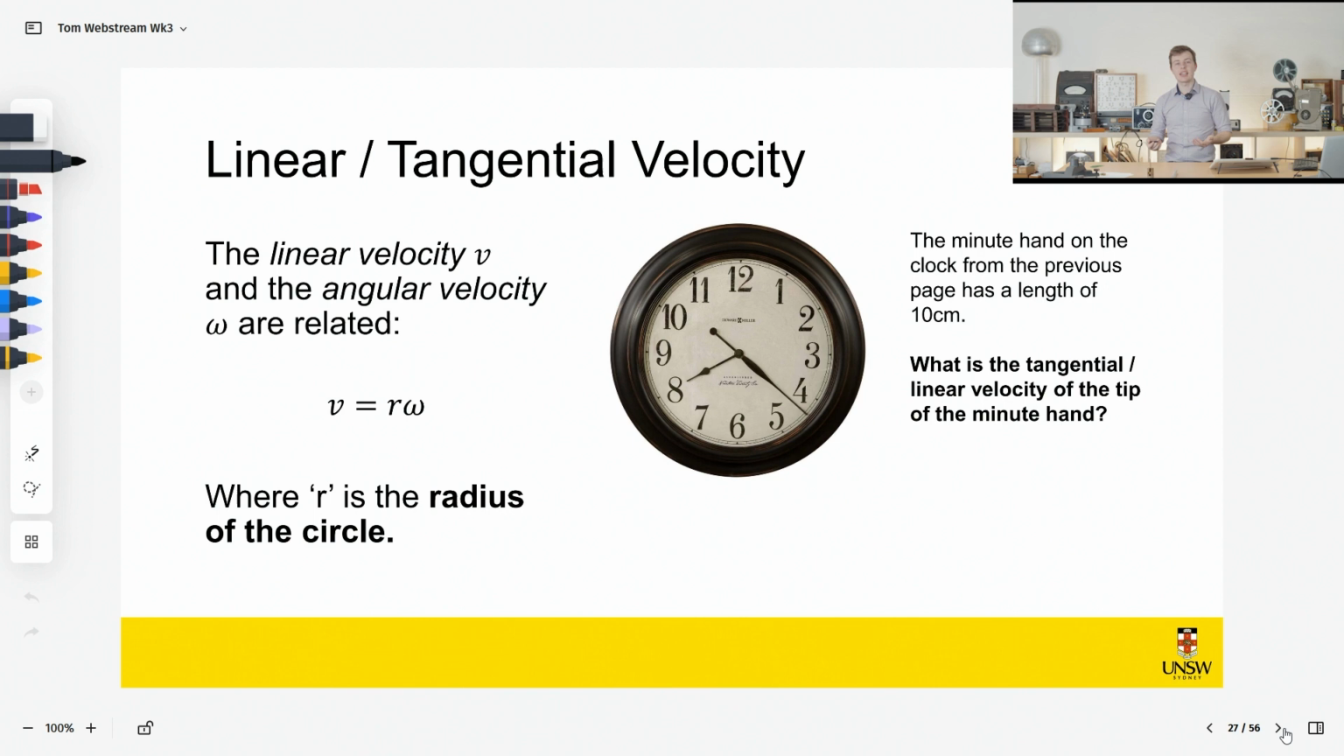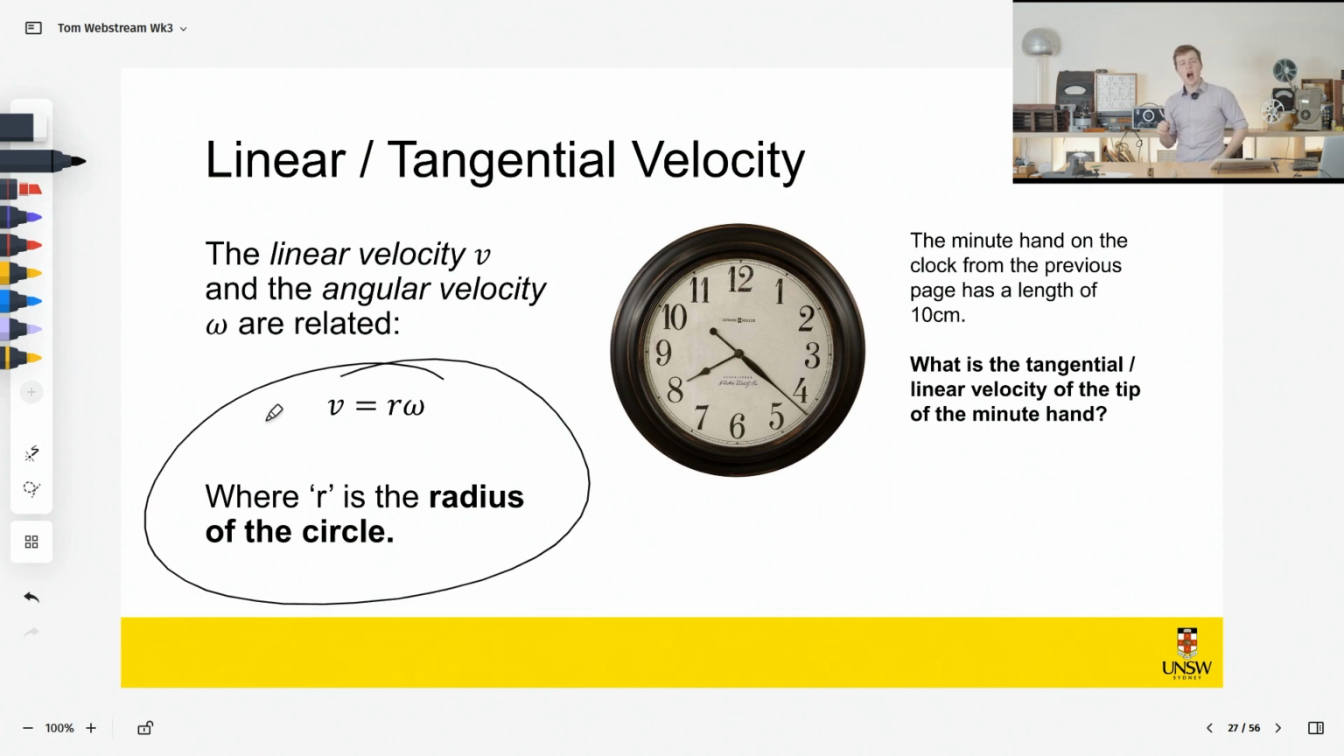Now we've got linear or tangential velocity. So the question is, how does the linear velocity relate to the angular velocity? I say linear, this means tangential, right? At the tangent to the circle. They're the same thing, okay? It's this: v equals r omega, okay? Where r is the radius of the circle, as long as omega is in radians per second, okay? When you multiply in the radius, you've got to be in radians.